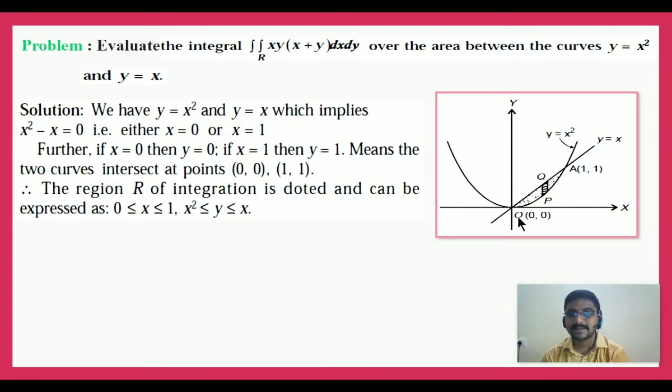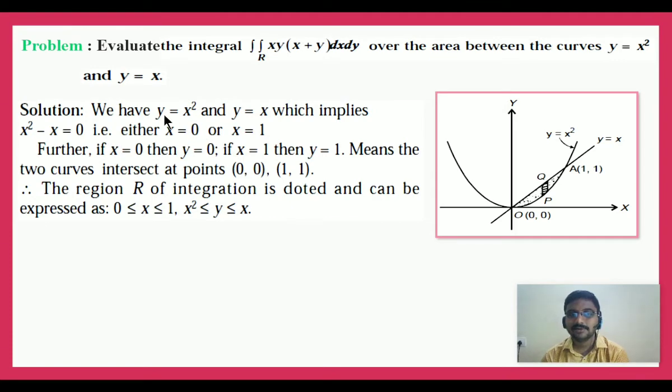And for the x limits, the ordinates are 0, 0 and 1, 1. So these are the intersecting points of the curve and the line, the origin and 1, 1. These intersecting points are obtained by solving these equations. The given curves are simplified so that we get the intersecting points just by putting y as x in this equation, that is x square is x, which implies x square minus x is 0, which implies x is either 0 or x is 1.